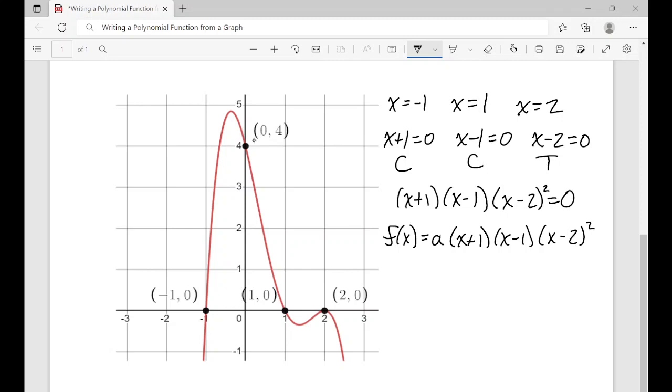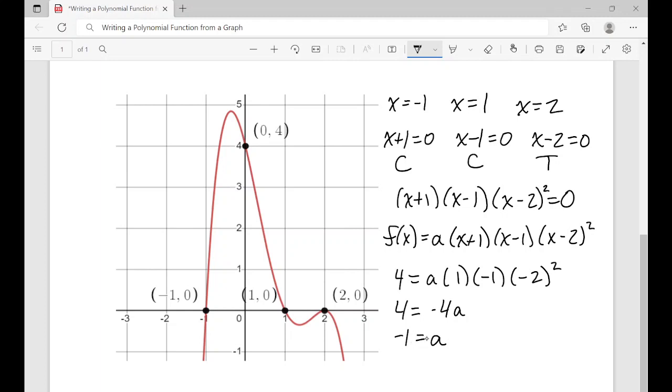0 is going to be replacing x, and 4 is going to be replacing y. And when I do that, I'm going to have to solve for a. So that's what I'm going to do. So 4 equals a times 1 times -1 times -2 squared, because all the x's go away when I replace them with 0. So when I work all this out, I'm going to end up getting 4 equals -4a. And so when I solve for a here, I'm just going to get -1 equals a.